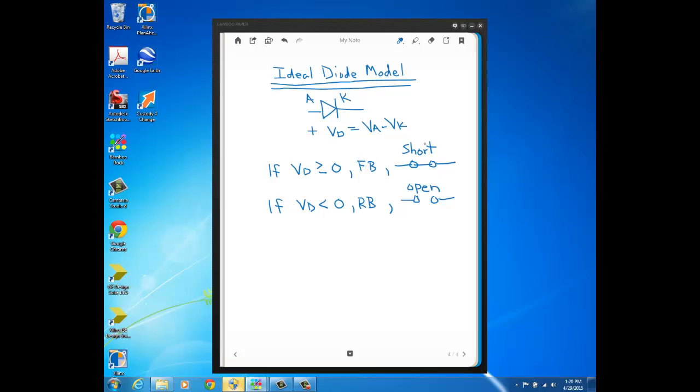Well, if that voltage difference across the diode is greater than or equal to 0, that's the forward bias case that we talked about, and ideally the diode acts like a short. And if we have the reverse case, where the cathode voltage is greater than the anode voltage, therefore VD will be less than 0, well, that's the reverse bias situation, and that's when the diode acts like an open. So this ideal diode model just summarizes the basic operation that we did on the previous 2 pages. And we're going to use this model to help us analyze circuits with diodes in them where we treat the diodes as ideal. And we'll start that in the next video.